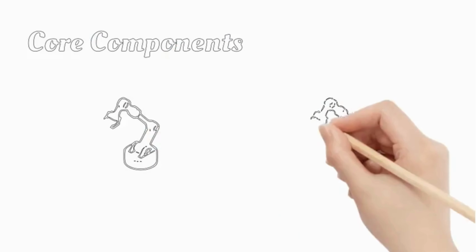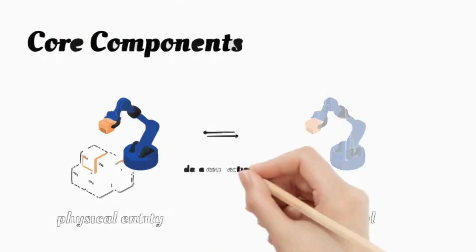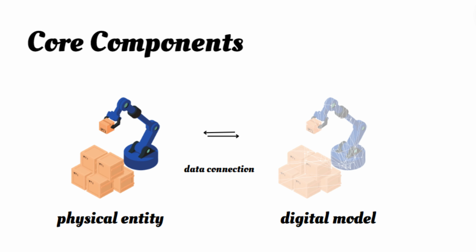Core components. Digital twins typically consist of three core components: the physical entity, the digital model, and the data connection. Together, these elements enable real-time updates and simulations.